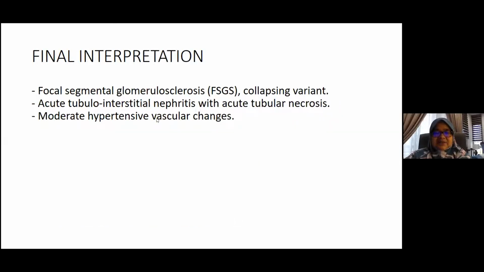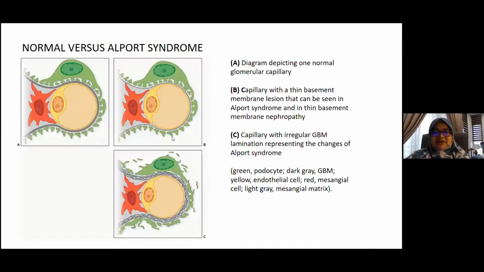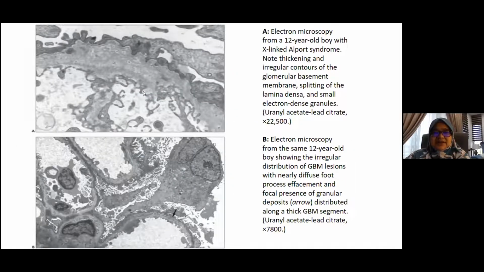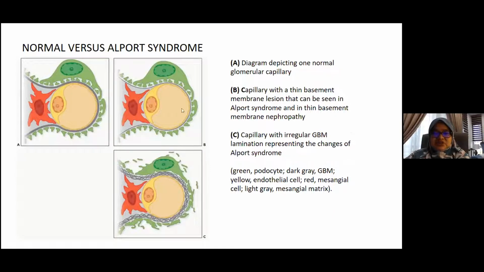So this is a collapsing variant FSGS. I didn't show you the area of acute interstitial nephritis with acute tubular necrosis and some moderate hypertensive vascular changes. Right. So just to show you very quickly what Alport syndrome is, this is thin basement membrane disease, and this is what we would ideally see in Alport syndrome.